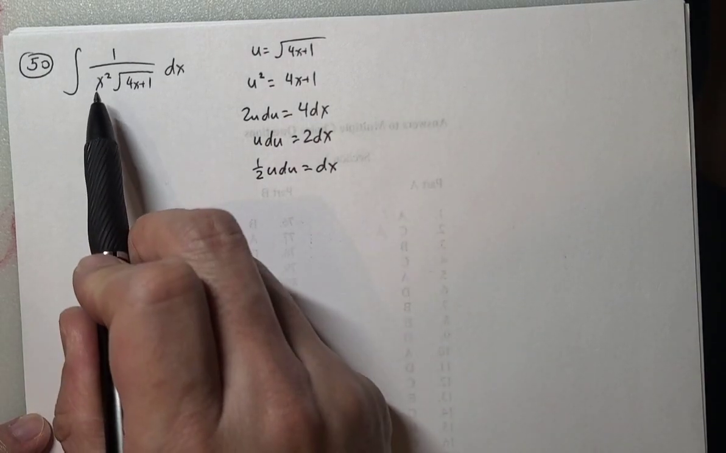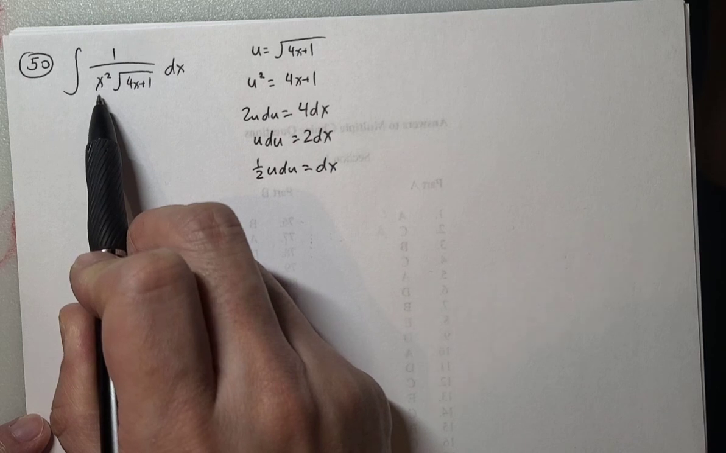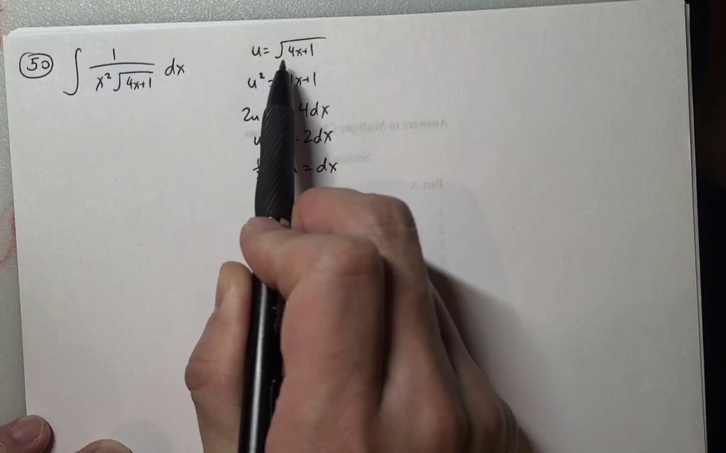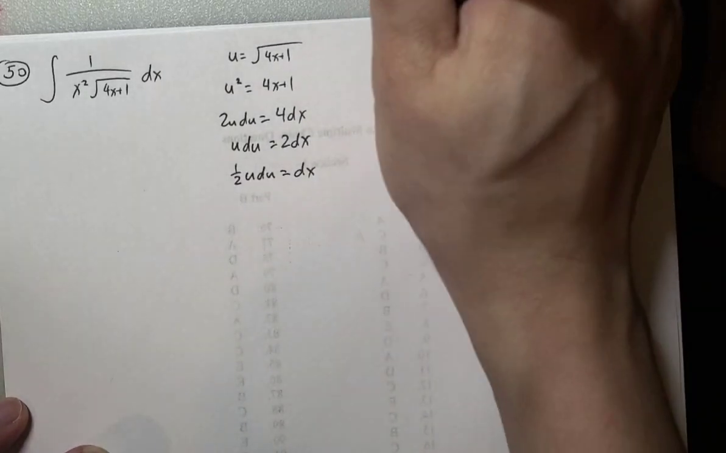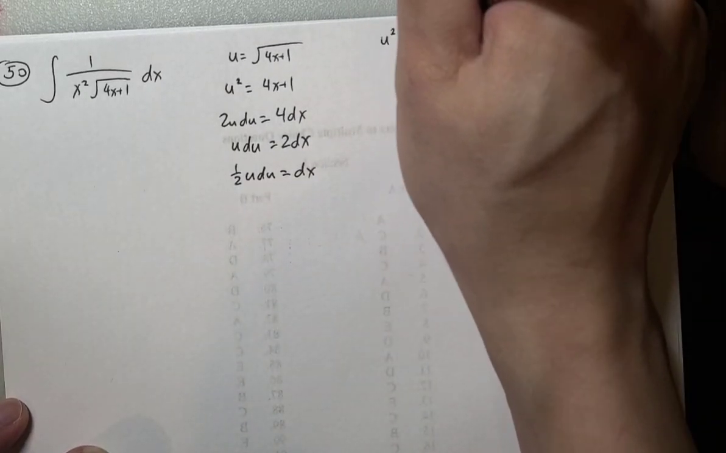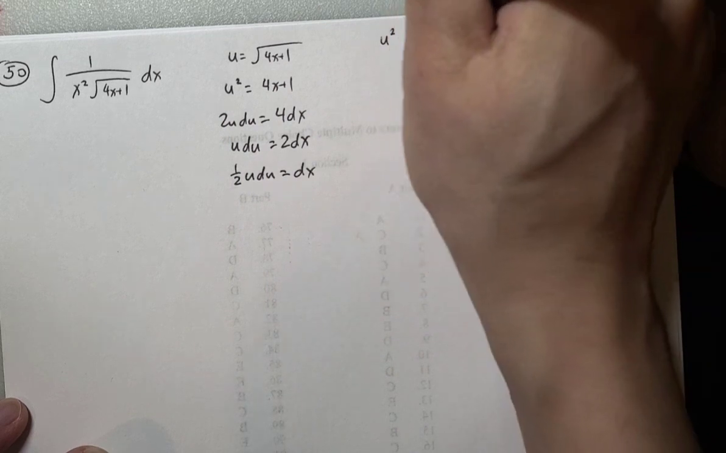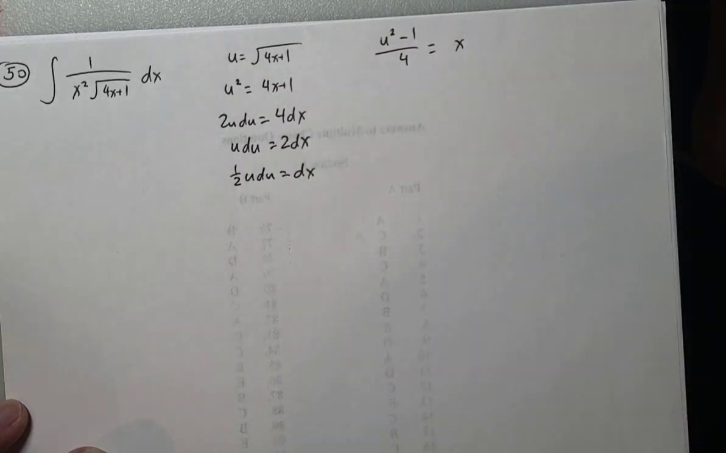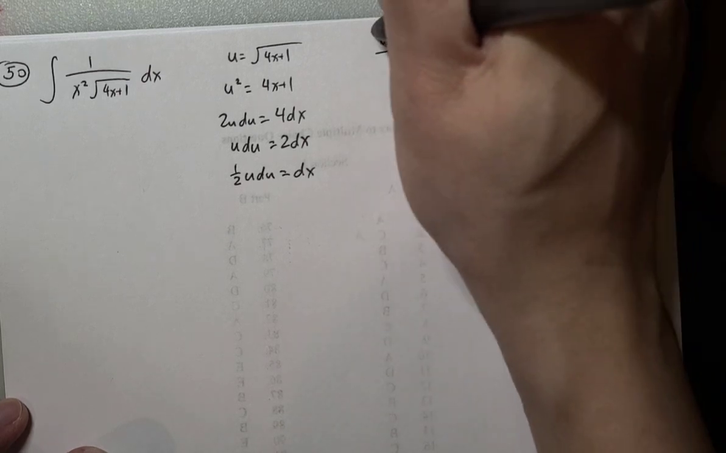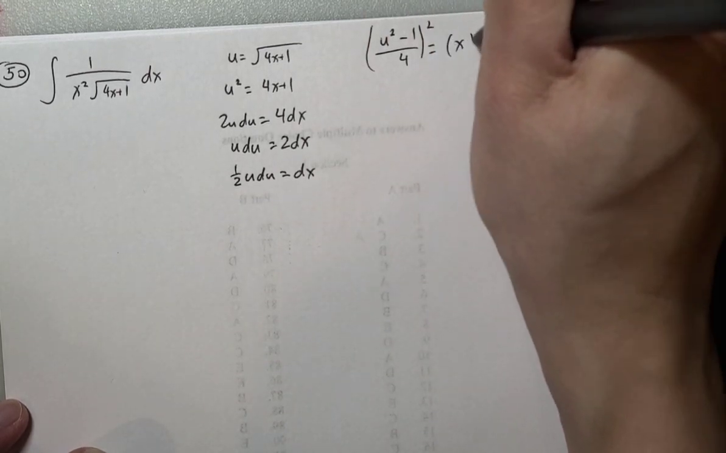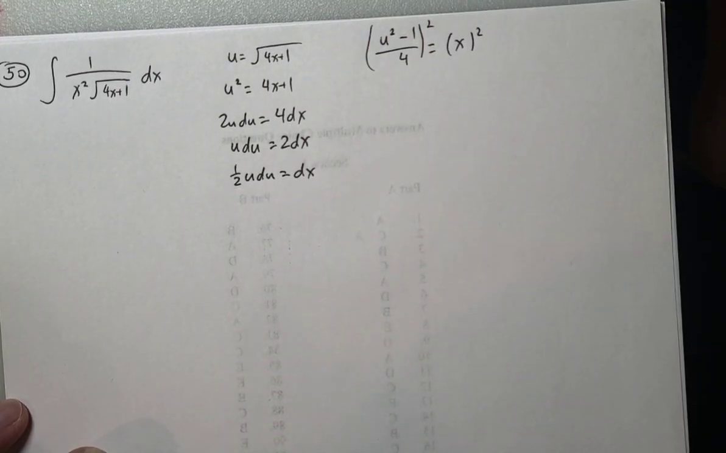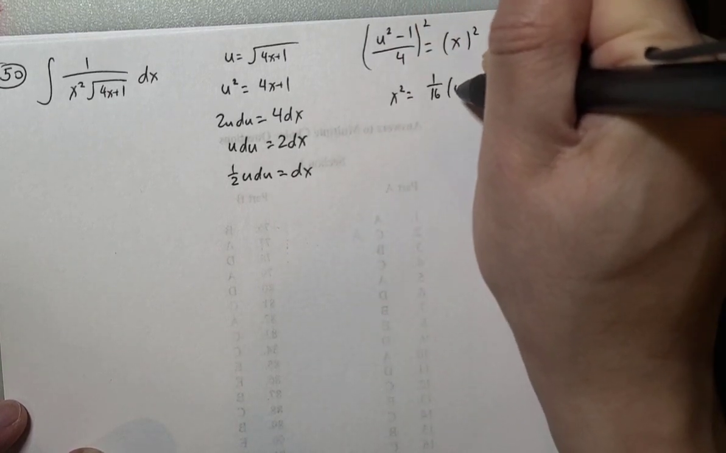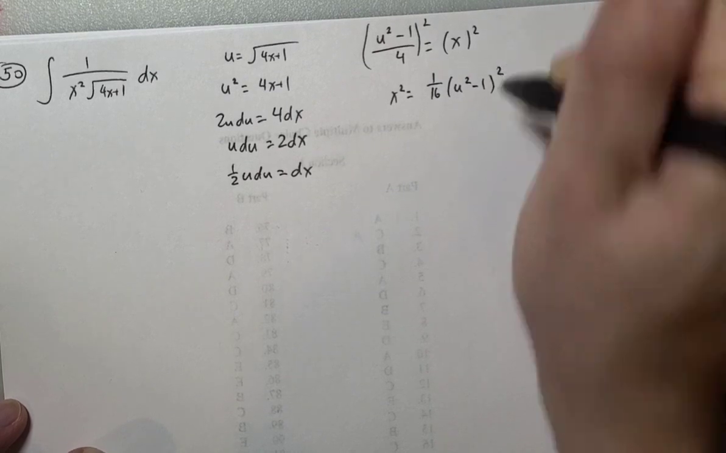We also need to get x squared in our substitution. So how can we get x squared? Let's use this definition of u. So u squared minus 1, over 4, is equal to x. Okay, so to get x squared, we just square both sides. So x squared we can even write as 1 over 16, u squared minus 1, squared.